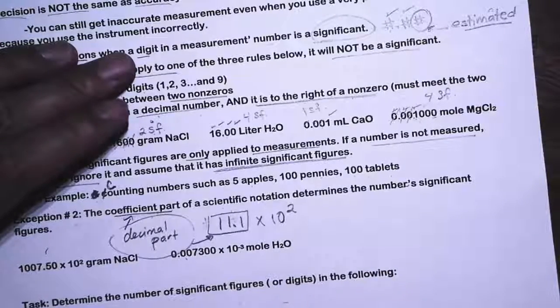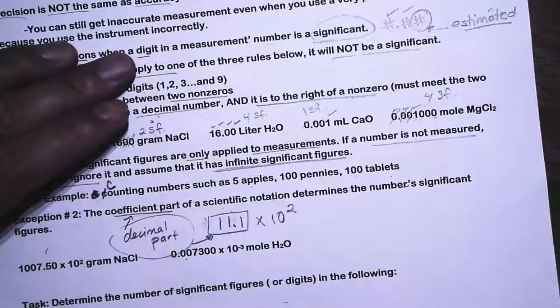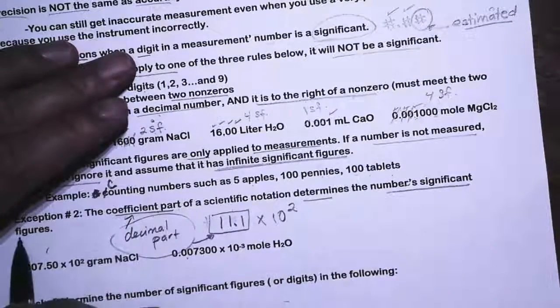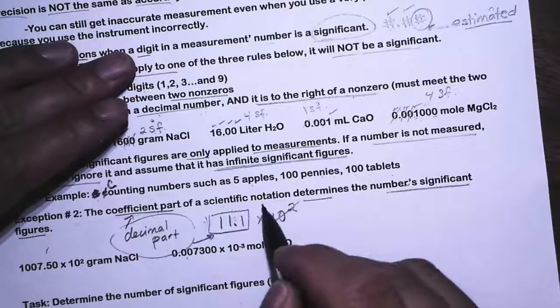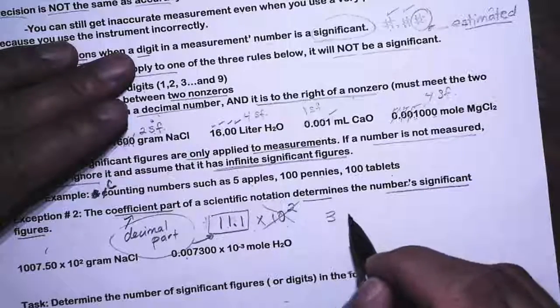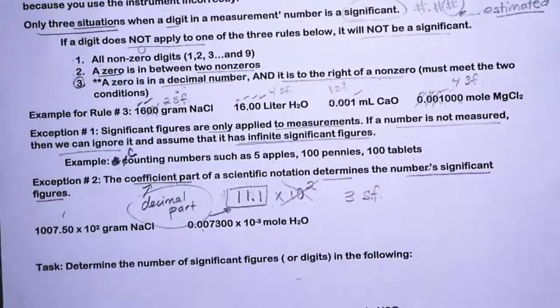But let's go back to this. The coefficient part, or specifically the decimal part, is the only part that determines the number of significant figures. So we don't care about the exponent when we determine the significant figures. In this case, we have 1, 2, 3. So we have 3 significant figures. Let's try some more examples.